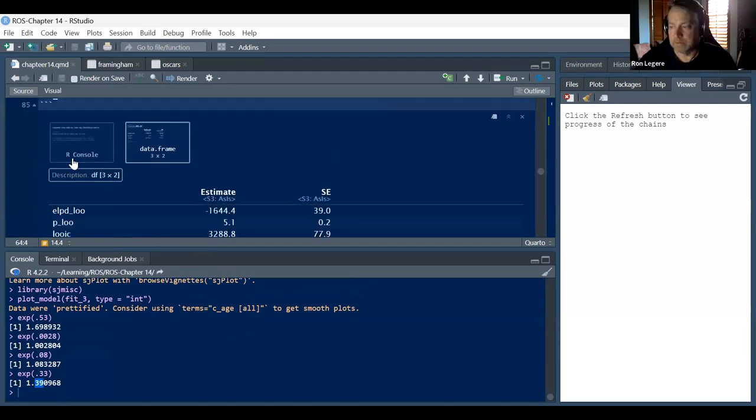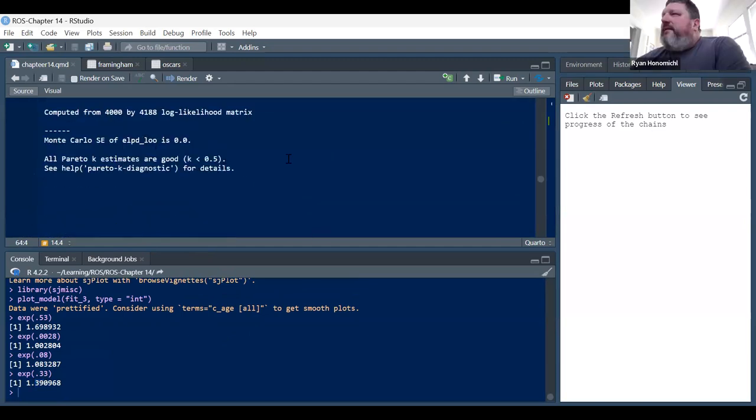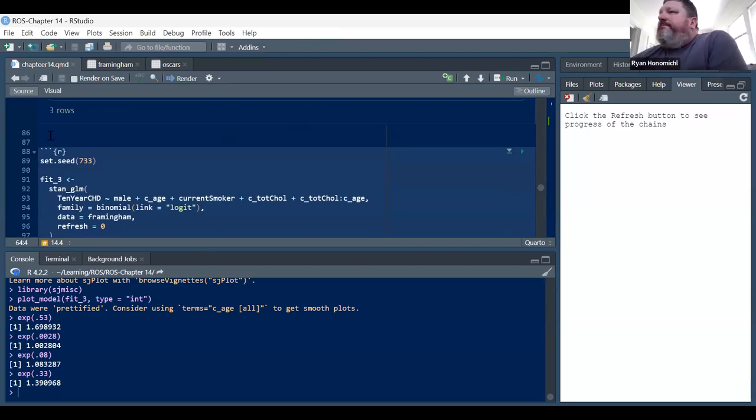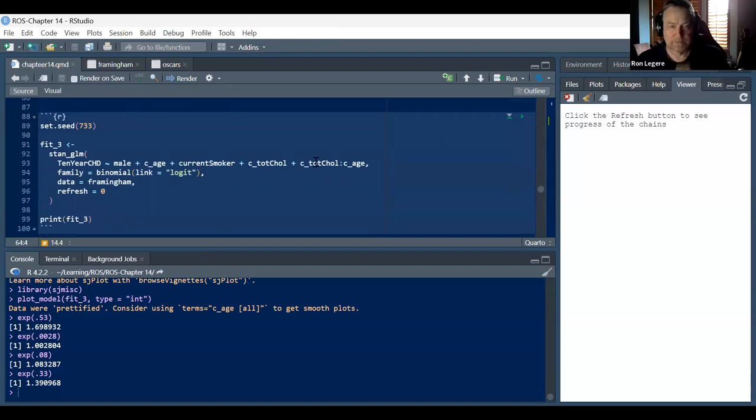So this is, okay, but I forgot how to interpret this. This is a probability. The only one I ever look at is the first one, ELPD, yes, expected log predictive density, because I don't remember how the other two work. That's okay. It's in that chapter, but I keep forgetting. So now I did an interaction between age and total cholesterol.